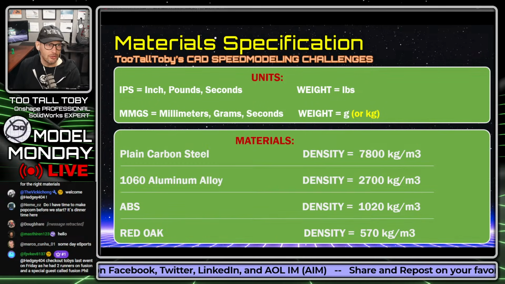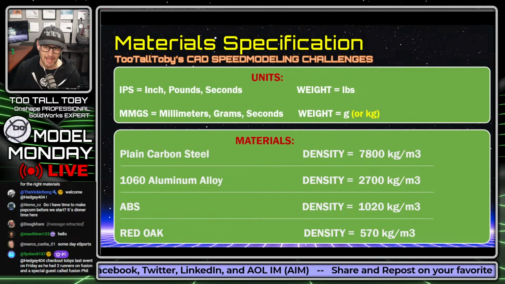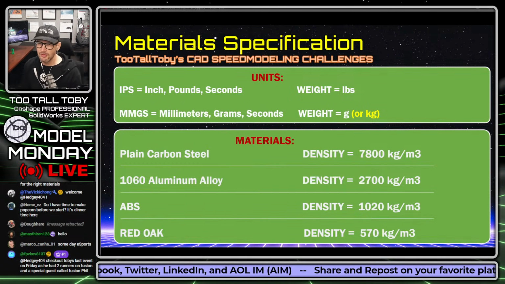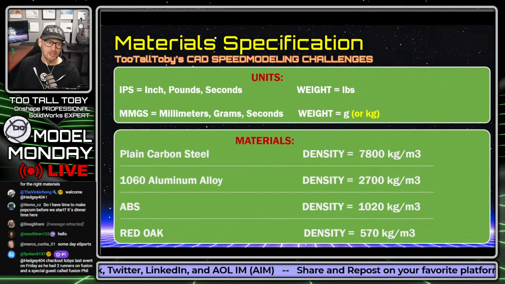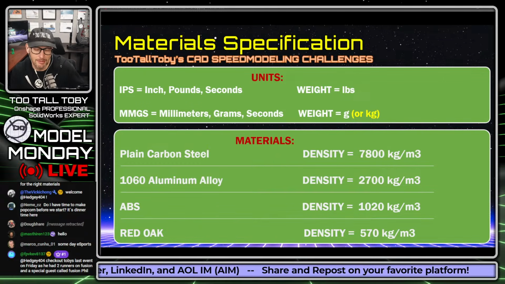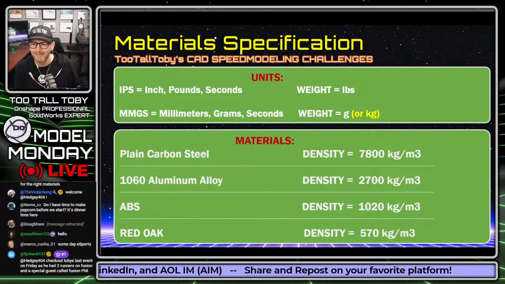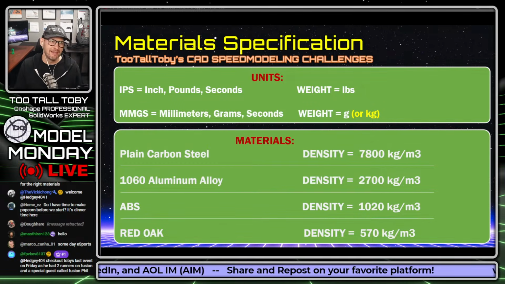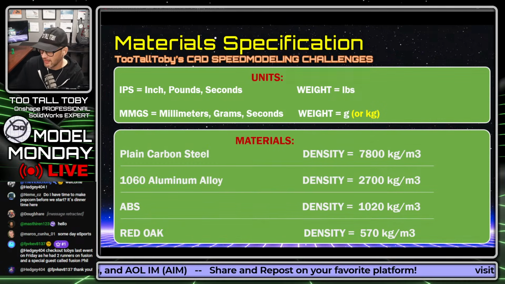You can check out the Discord. If you go to TooTallToby.com, up at the top, there's a link to resources. That'll link you to the Discord. And on the Discord, there's a channel called Materials Tools, and that's where you can get more information about these materials, how to set them up in your CAD system. But you need to make sure you have these densities correct. Otherwise, you're not going to get the correct answer.